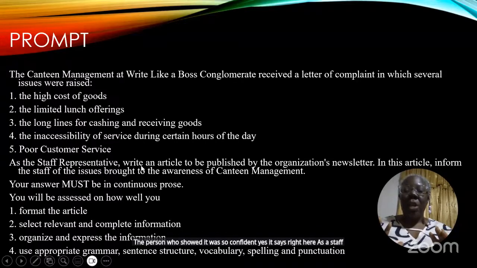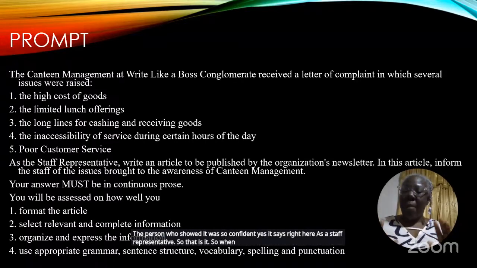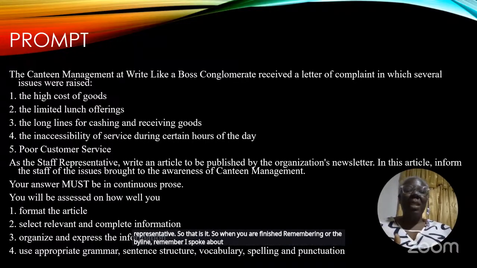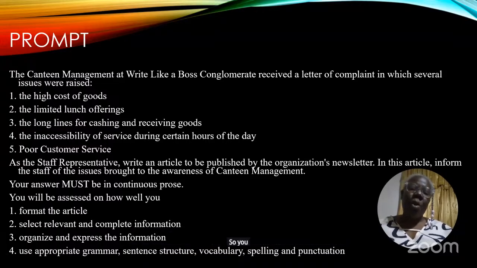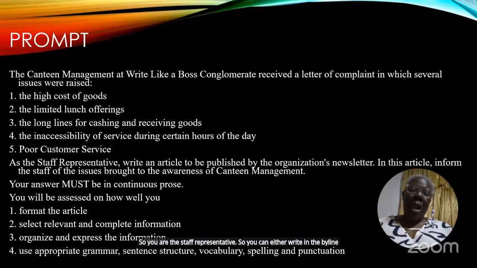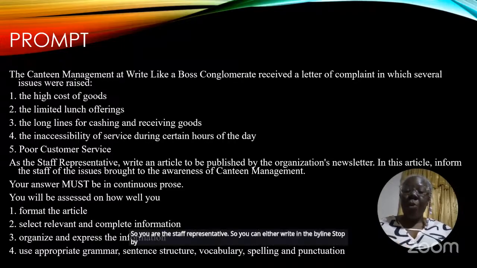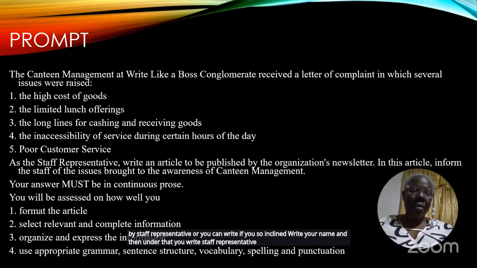So that is it. So when you are finished, remember, I spoke about the byline. Byline means this part. Who are you? So you are the staff representative. So you can either write in the byline staff representative, or, if you are so inclined, write your name, and then under that you write staff representative. All right. So good.